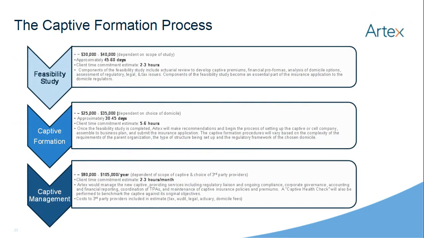So we just wanted to also go through very quickly here the process of a captive. You know, how do you really look at it, and what's the process of getting something from an idea to reality? It all starts with a feasibility study. And there are two pieces to that. First is really identifying the type of risk or the lines of coverage that you want to study and really understand the use of the captive for.